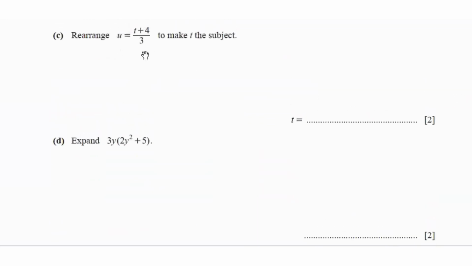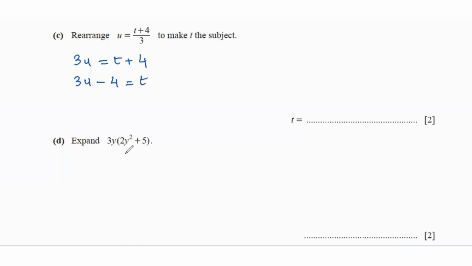Part C says rearrange u equals 2 plus 4 over 3 to make t the subject. So right now, if you look at the equation, u is the subject of this equation, but they want t to be the subject. So once again, we start with cross multiplying u and 3. So 3u equals 2 plus 4. Then we move 4 to the other side, so it becomes 3u minus 4. And that is your answer.